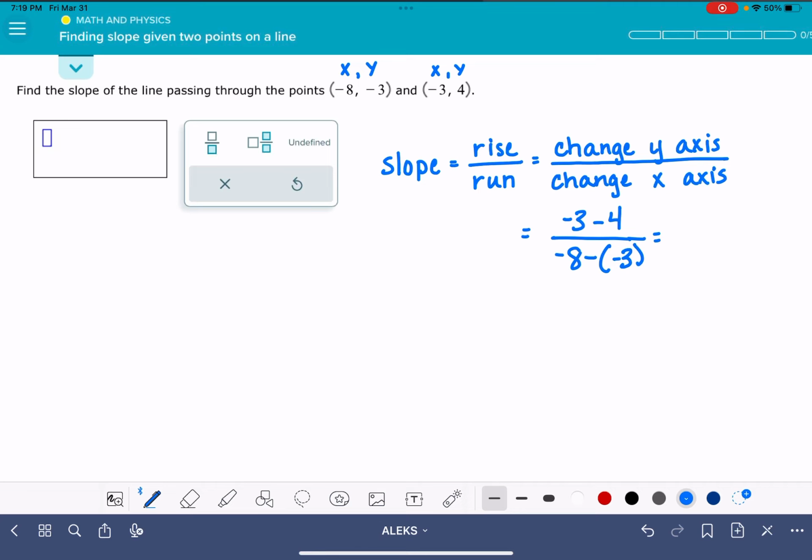So now we just have to do the math. -3 minus 4 is a -7. -8 minus -3 is the same thing as -8 plus 3. Let's keep simplifying this. -7 over -8 plus 3 is a -5. And negative over negative works out to be a +7/5. That is the slope of this line.